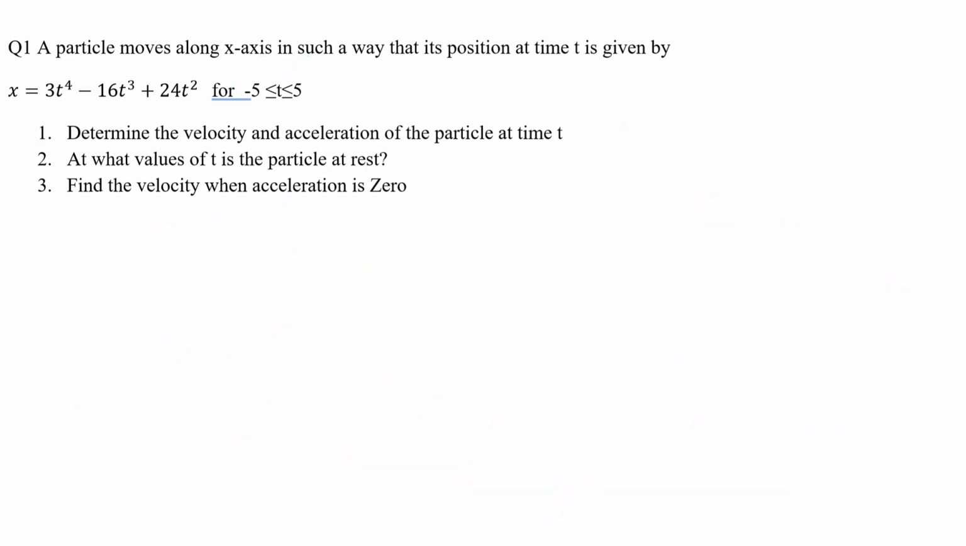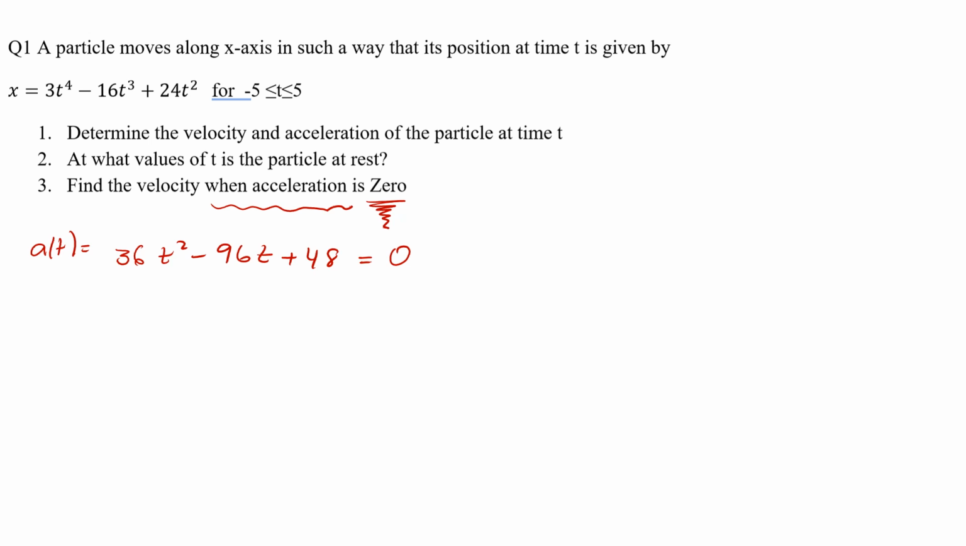Now, in the last part, they are asking us to find the velocity when acceleration is 0. What is meant by this? Look, it means when acceleration is 0. We just found out that the acceleration is a of t equals 36t squared minus 96t plus 48. I just copied that. And they are asking us to find where the acceleration equals 0.